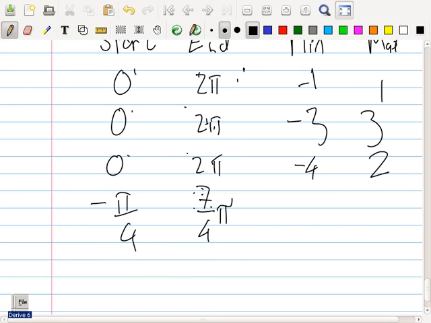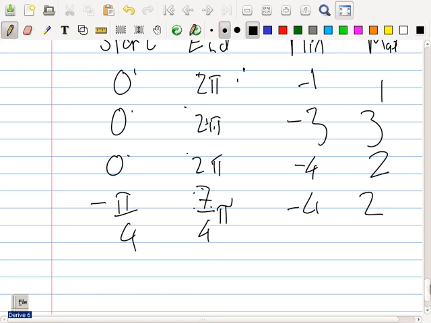I move everything to the left. So 0, you take away pi over 4, and what do I get? Minus pi over 4. 2 pi, take away pi over 4. That's 7 pi over 4. This is 2 pi minus 1/4 pi. That's 1 3/4 pi, which is that. And it's still minus 4 and 2.